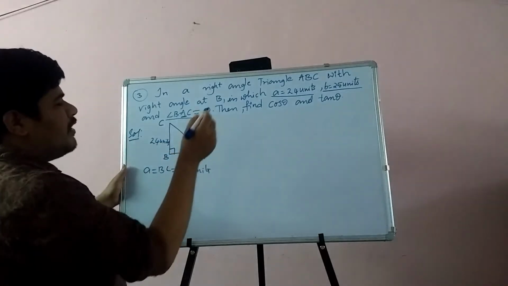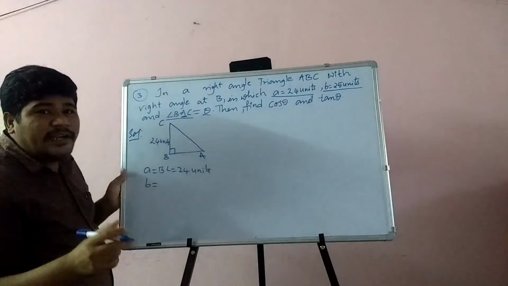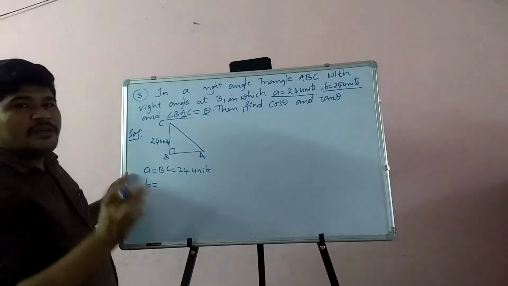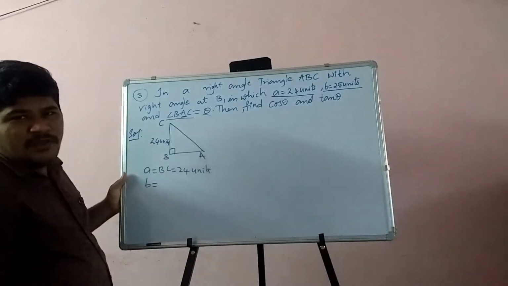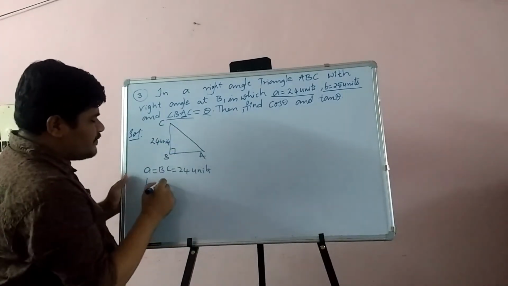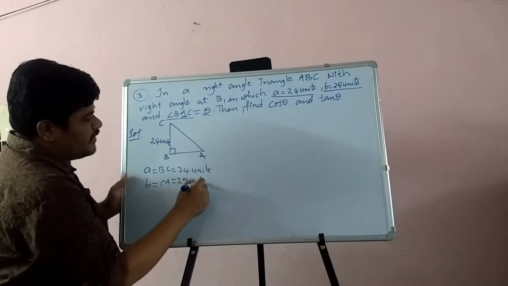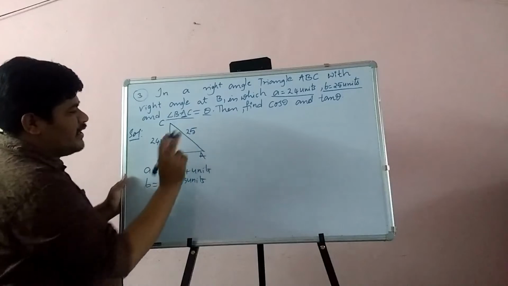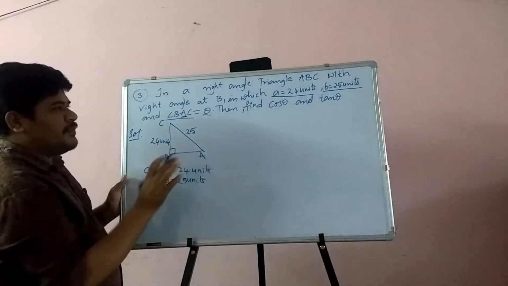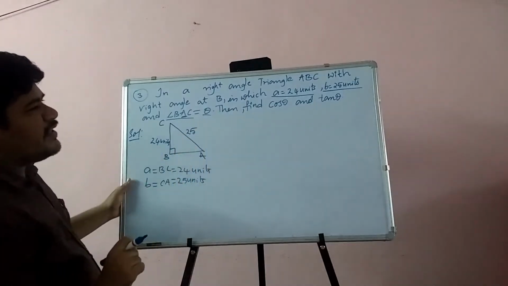Now small b they give. So small b is nothing but, children, the side opposite to angle B. So what is opposite to angle B? Side CA. Okay, so side CA is 25 units. Children, this is also the hypotenuse, opposite to the right angle. So here AB is missing. That's fine. And they are asking us to find cos theta and tan theta.